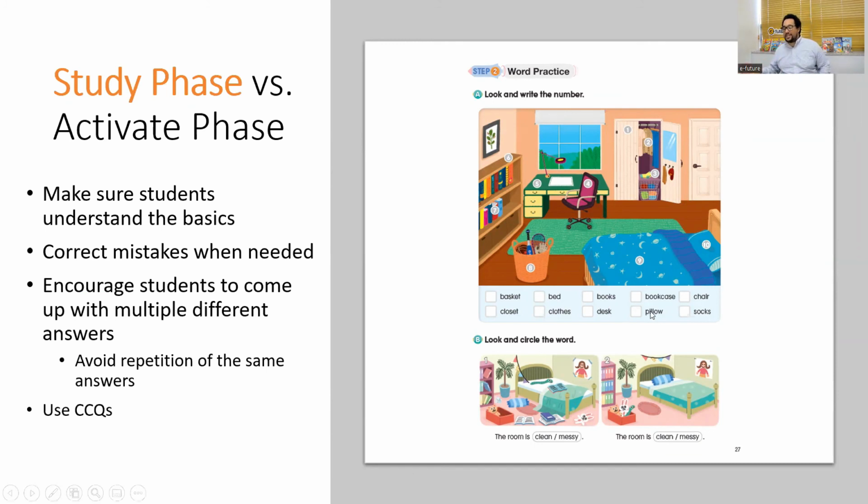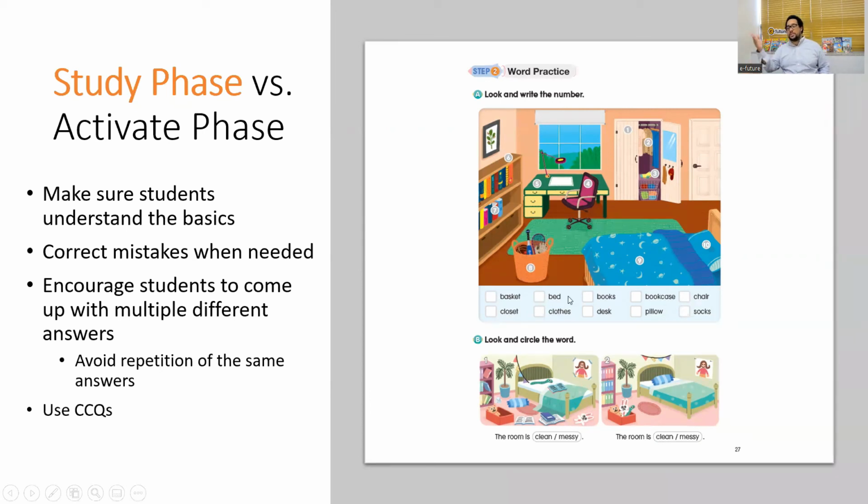So if the student doesn't know the word for bed or pillow, you would correct them here. So you understand that they know these key vocabulary words. But you're also still trying to encourage students to come up with multiple different answers and avoiding repetition. You're going to be using a lot of content checks as well. So here would be a good place to use the staircase activity to get them from going over the vocabulary review to getting to a look and circle down here about clean and messy rooms.